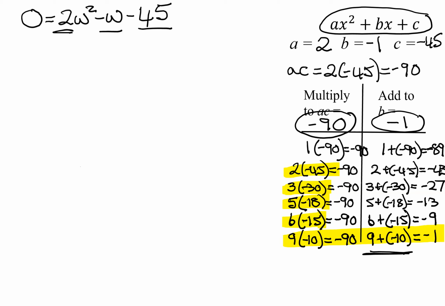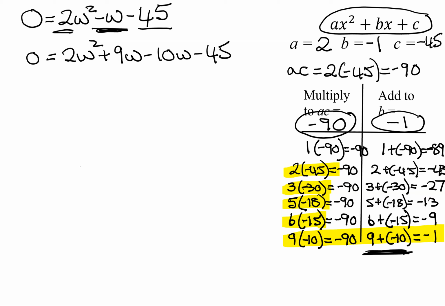Now, if when you're looking at this problem, you can immediately come up with the numbers, that's fine. I'm just showing you a table that's a systematic method that you can use when you get stuck factoring. Now remember, these two numbers aren't my factors. That's what I'm going to break my middle term down into. I'm going to write plus 9W minus 10W minus 45. And all I've done is rewrite that middle term as 9W minus 10W.